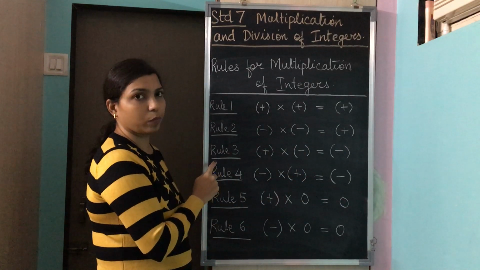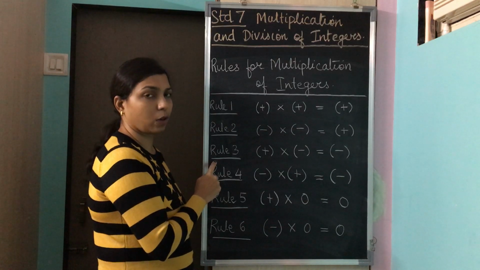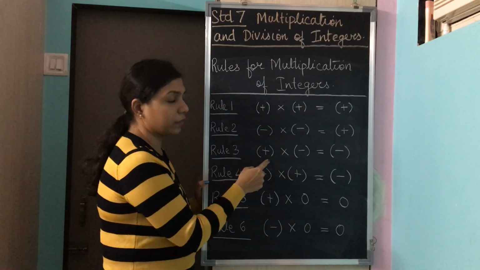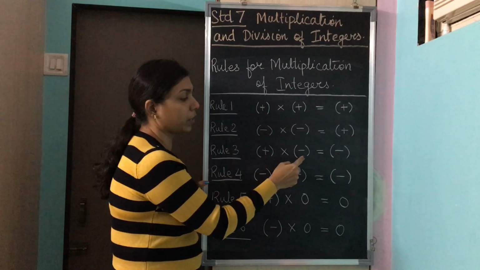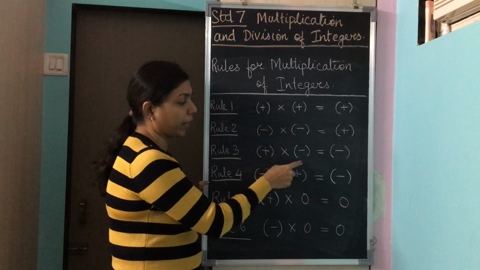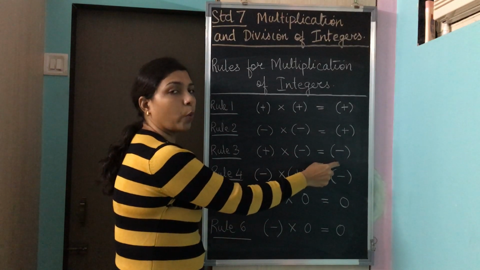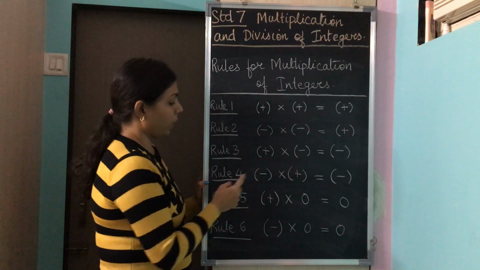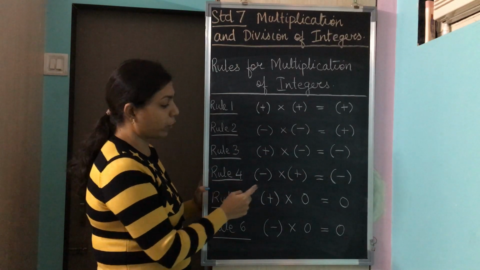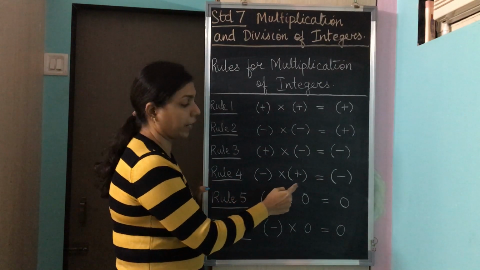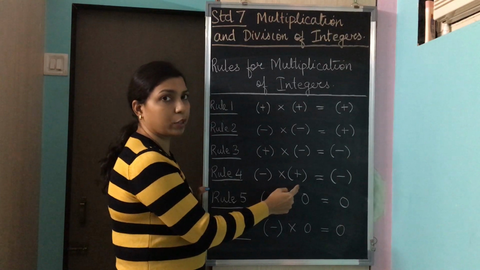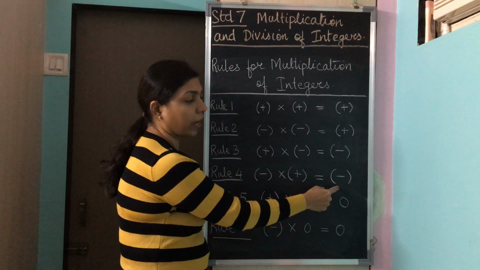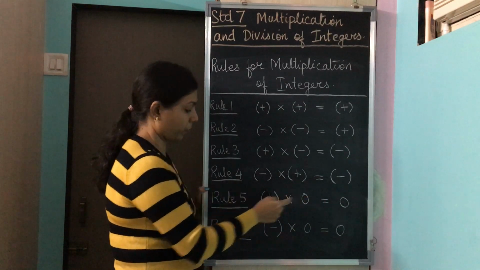Your third rule: when you have two numbers of opposite signs, your first number is positive, your second number is negative, when you multiply them, your answer will be negative. The same thing in rule 4: when your first number is negative and your second number is positive, and when you multiply them, again your answer will be negative.